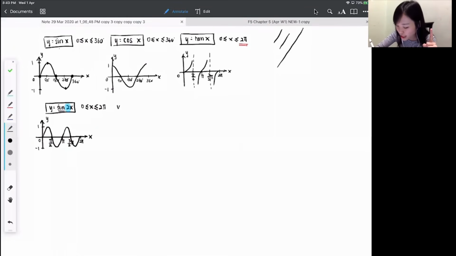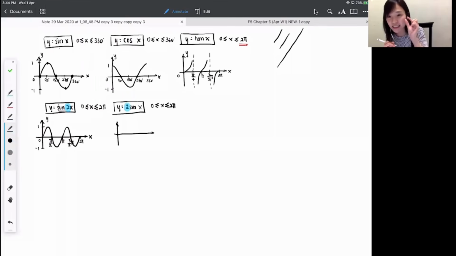So let me show you the next one. What if now they say y equals 2 sine x? Guys, you see, I try to use 2, but this time these 2 bring you another information. You know why? Because where the 2 is located makes a huge difference.